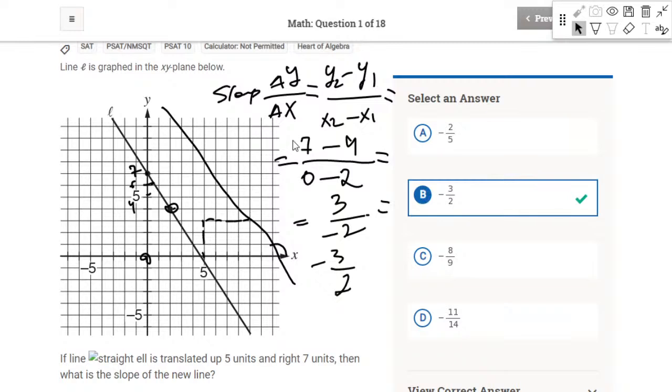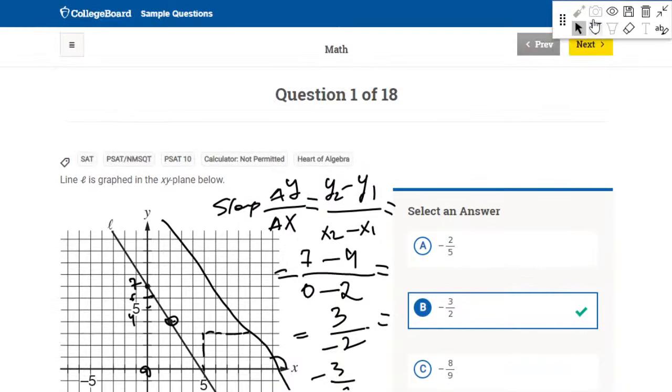Actually, I did x1 minus x2 and y1 minus y2, but it works, so it's the same. If we change both the denominator and numerator, then the answer will not change.